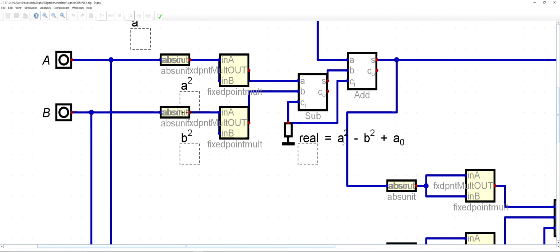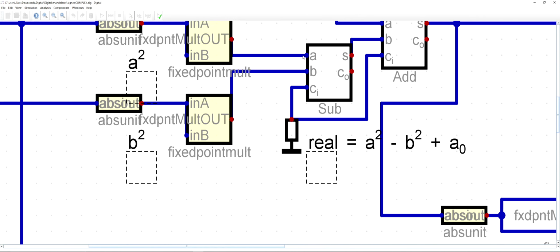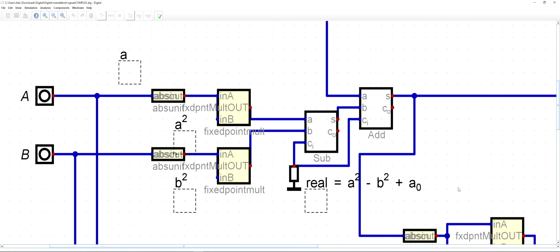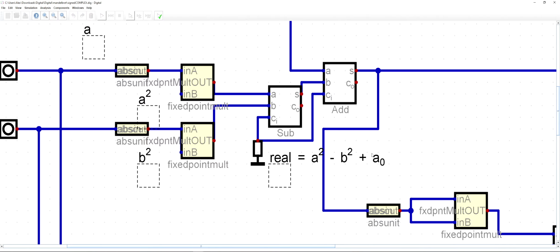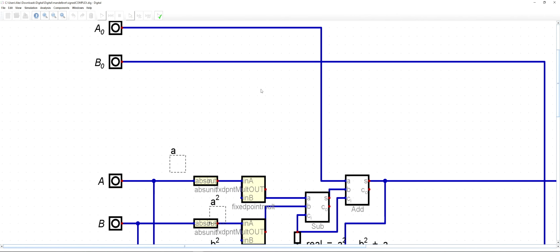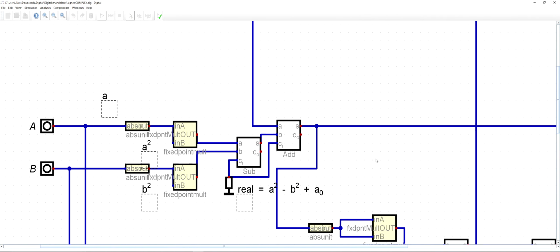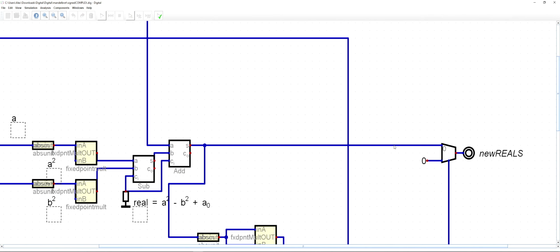So now what we do is we do a squared minus b squared. So a comes in squared minus b squared. Carry in gets tied to 0 because we don't need the carry in for subtract or for add. And then we add back in a naught, and you can see this a is a naught, so we're adding in a naught to that, and that becomes a new real value.